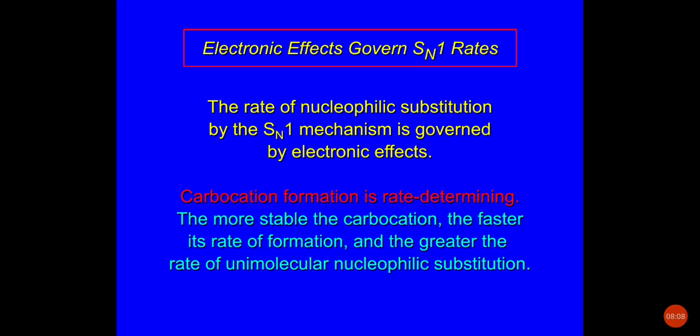So formation of carbocation, that means the more stable the carbocation, the faster the rate of formation. If the carbocation is more stable, the faster the formation of the product, and the greater the rate of unimolecular nucleophilic substitution. If the carbocation is more stable, the reaction will be very fast, and the greater the rate of the unimolecular nucleophilic substitution reaction. So we have primary carbocation, secondary carbocation, tertiary carbocation.